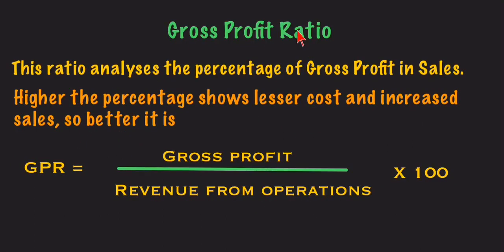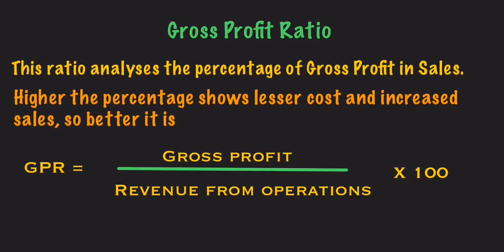Now what is the gross profit ratio? Everyone knows the meaning of gross profit: the profit which is calculated before subtracting any indirect expenses. It means that from gross profit, indirect expenses are not yet subtracted. That's why it is called gross profit. That means some more expenses are yet to be deducted. So the ratio analyzes the percentage of gross profit in sales, meaning how much percentage of gross profit there is in the total sales of the company.